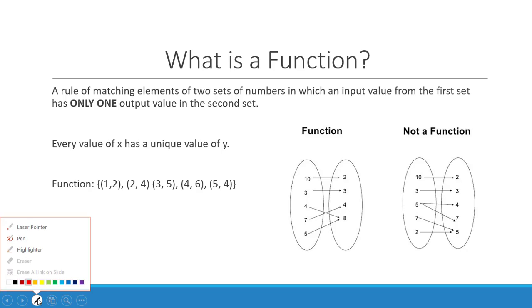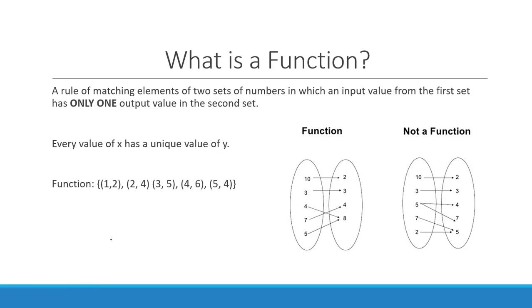So what does that mean for you in terms of an ordered pair? That means every value of x has a unique value of y. So basically what this means is your x values cannot repeat themselves. You don't really care about the y values in terms of whether or not it's a function. Y values can repeat, but your x values cannot repeat.